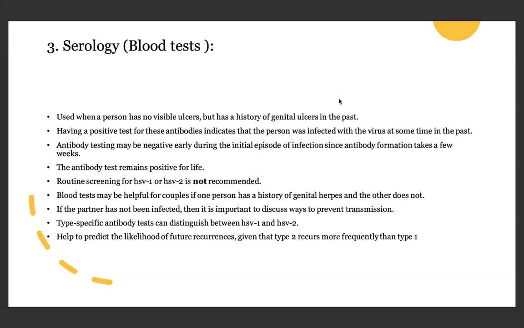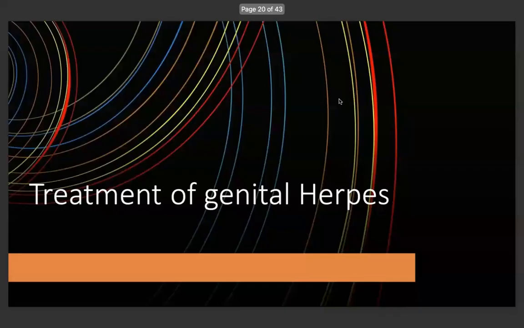Since antibody formation takes a few weeks, the antibody tests remain positive for life. Routine screening for HSV1 or HSV2 is not recommended. A blood test may be helpful for couples if one person has a history of genital herpes and the other does not. If the partner has not been infected, then it is important to discuss ways to prevent transmission. Type-specific antibody tests can distinguish between HSV1 and HSV2 and help predict the likelihood of future recurrence, given that type 2 recurs more frequently than type 1.